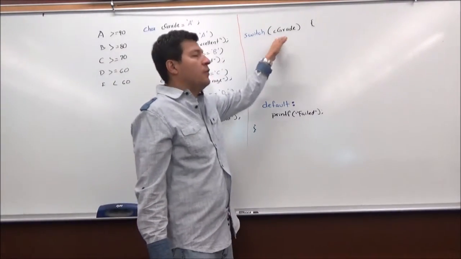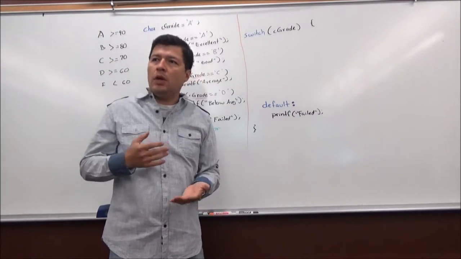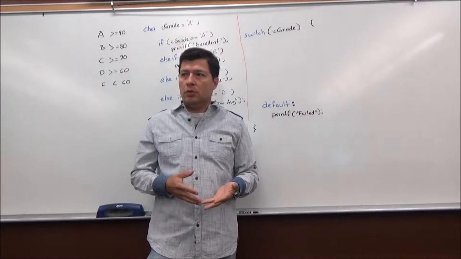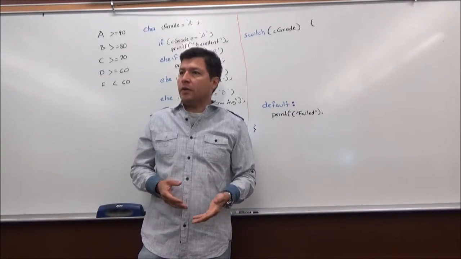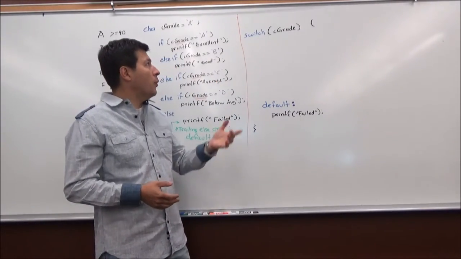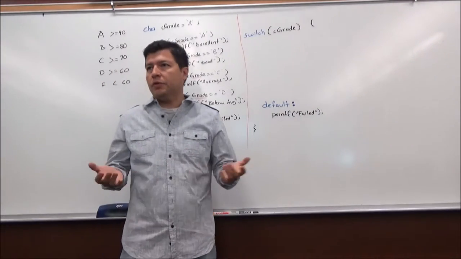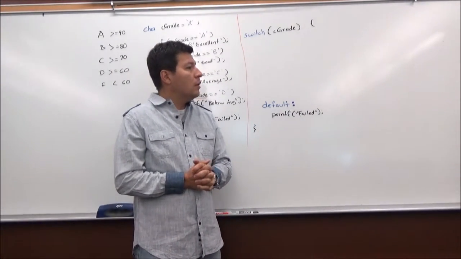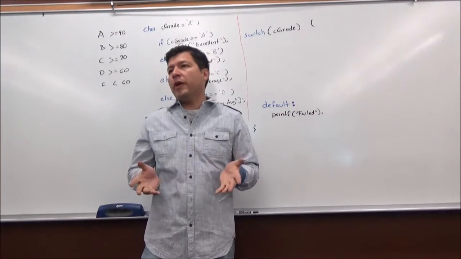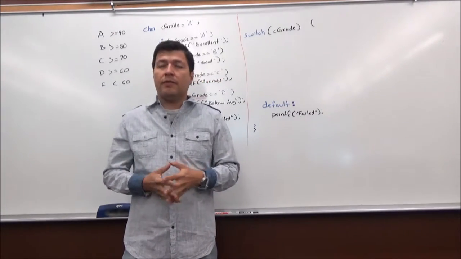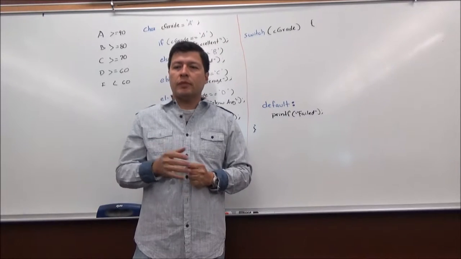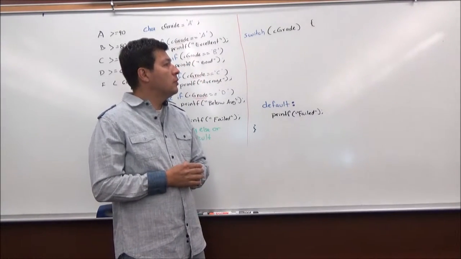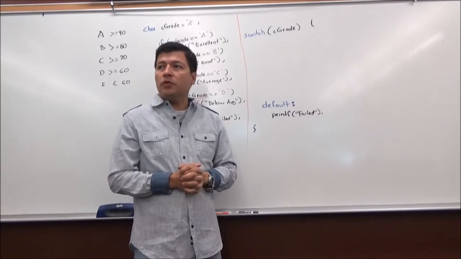The condition for the switch statement has to be whole numbers, so it has to be an integer. It could be a character, like we have here. Character is just a number from 0 to 255. It could be an enumerator, which we're going to see in a different class. Basically, it can be just whole numbers.